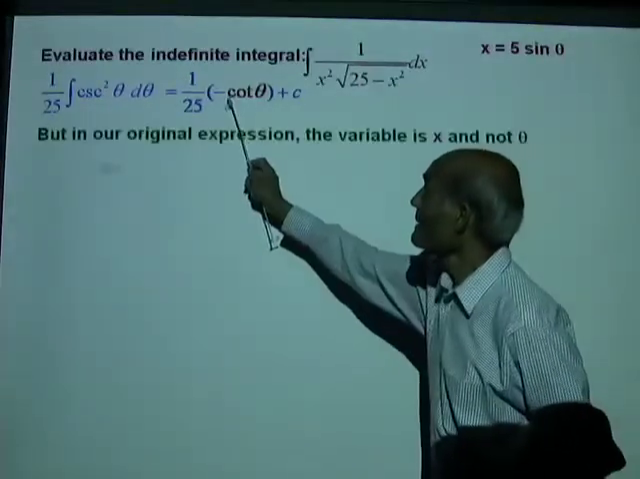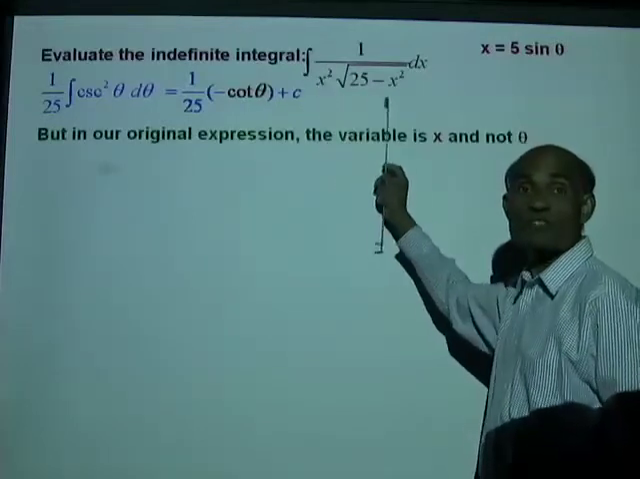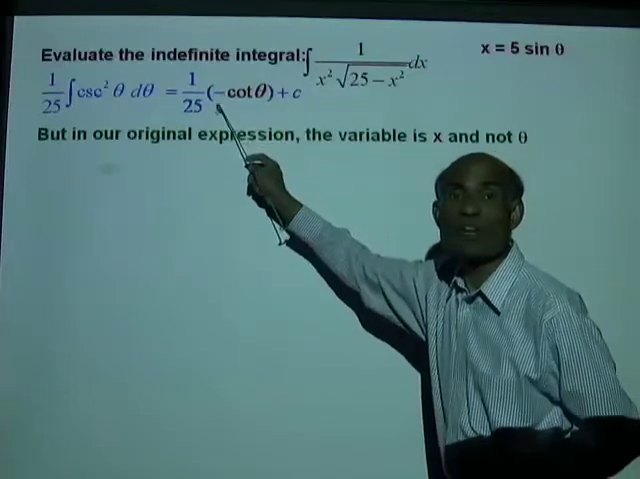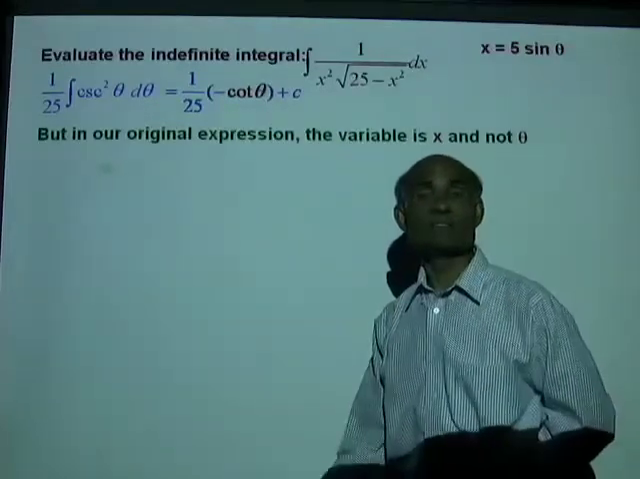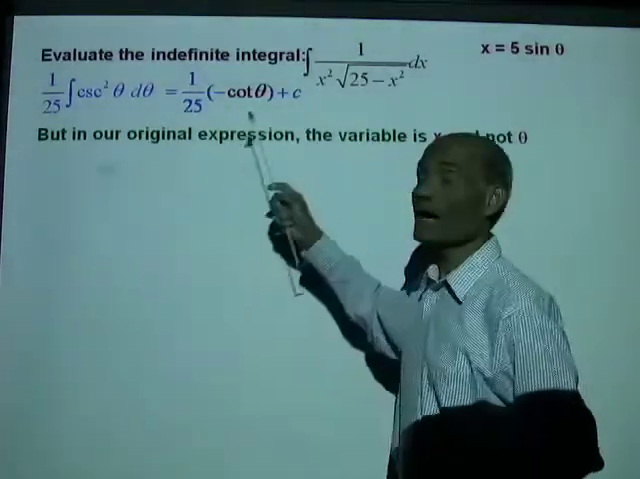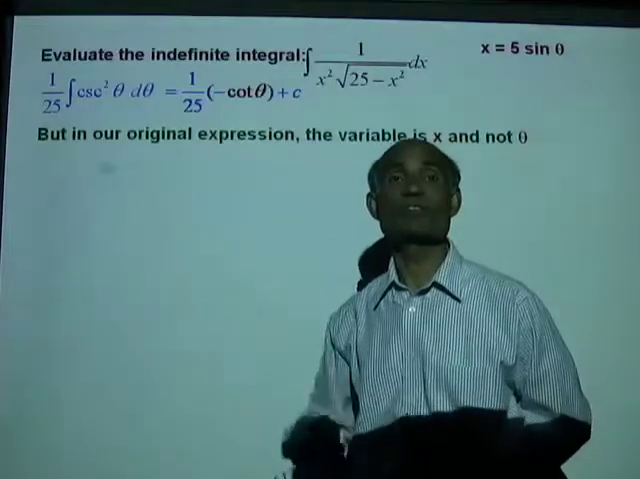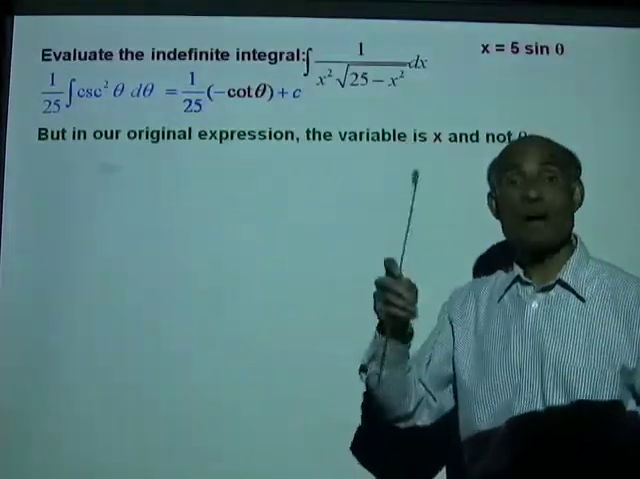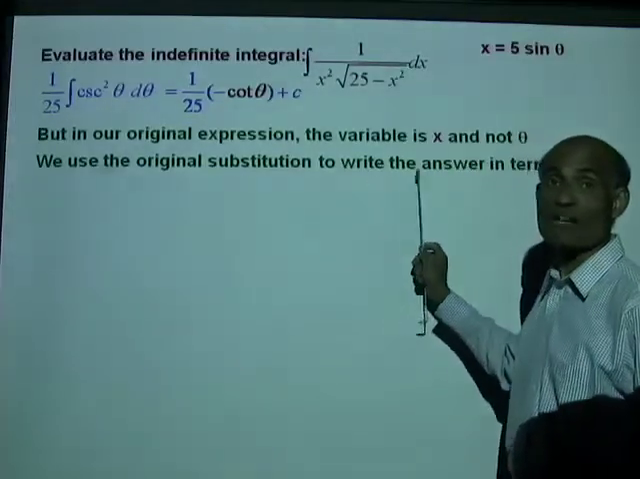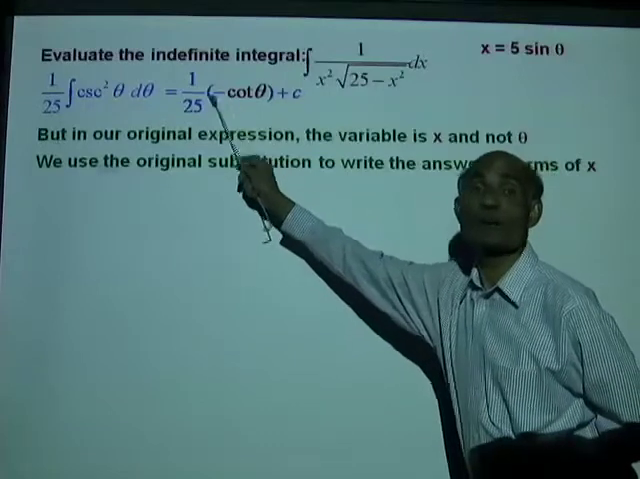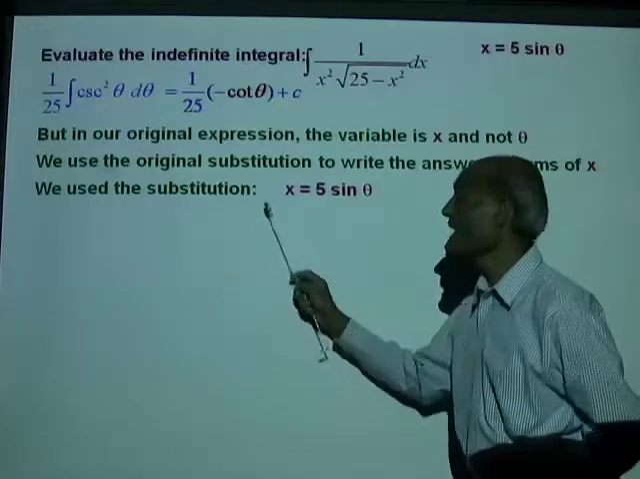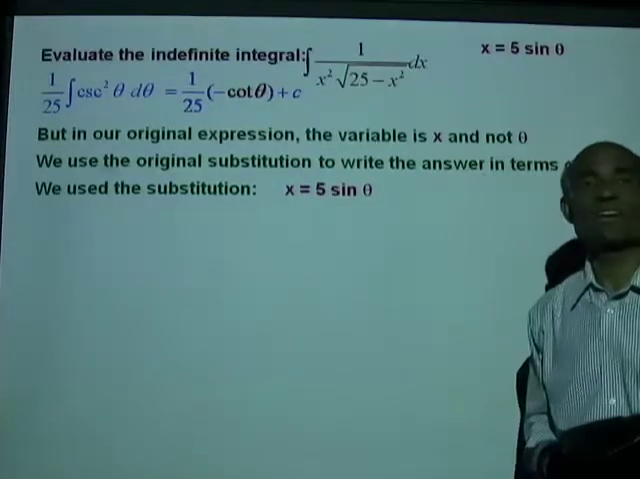Well, now we have been asked to integrate a function of x, and we have obtained the result as a function of theta. That is not acceptable. That means we need to now go back and replace theta in terms of x. How do we do that? We've got to go back to our substitution. Now we use the original substitution to write the answer in terms of x. Our answer needs to be in terms of x. So what is the original substitution? x equal to 5 sine theta.